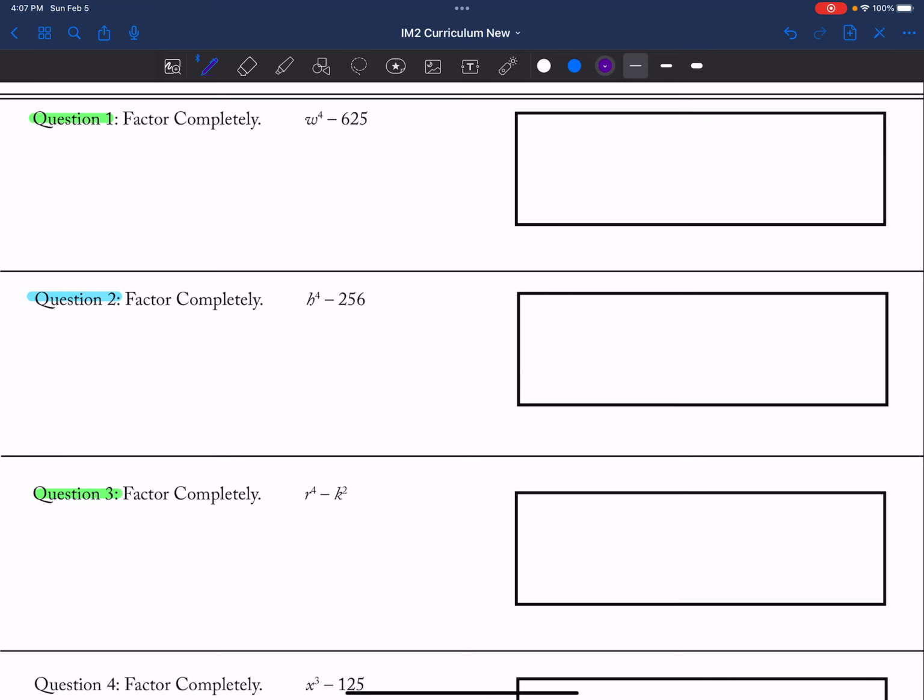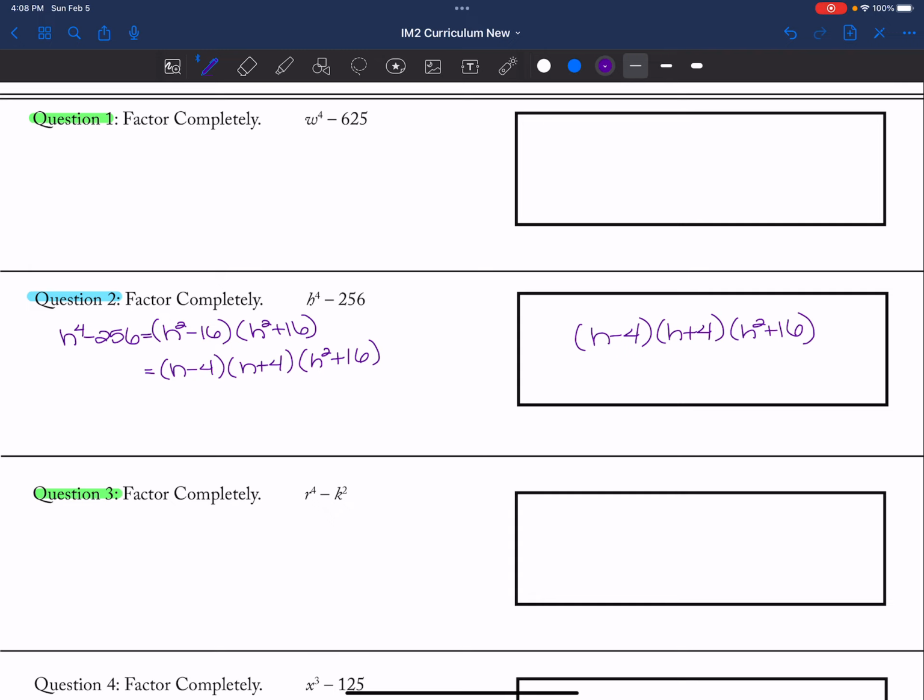Okay, so let's go ahead and take a look at first for this video. Let's take a look at every other even. So this would be the square root of 256 is 16. So this first factors to h squared minus 16 and h squared plus 16. And then my h squared minus 16 factors to a difference of squares of h minus 4, h plus 4, and h squared plus 16. So h minus 4, h plus 4, and h squared plus 16.